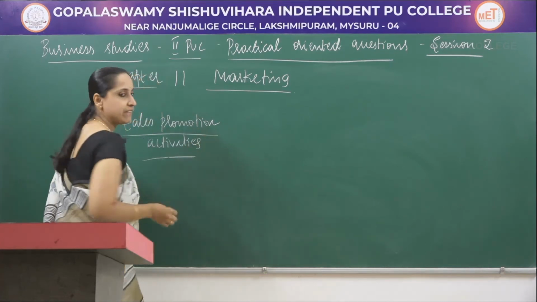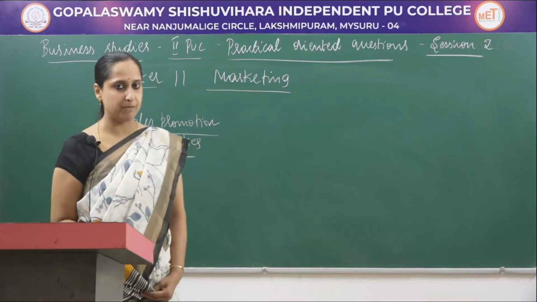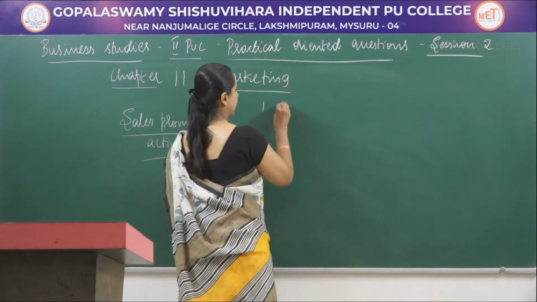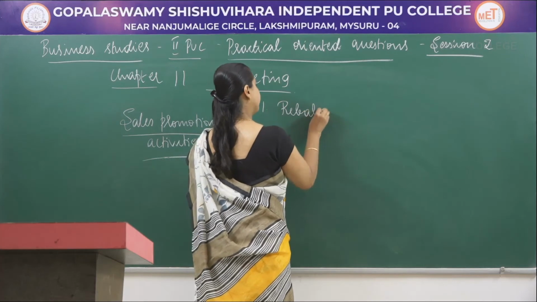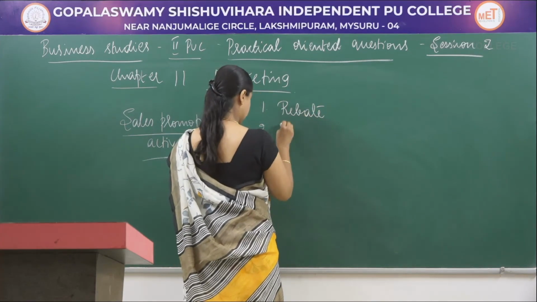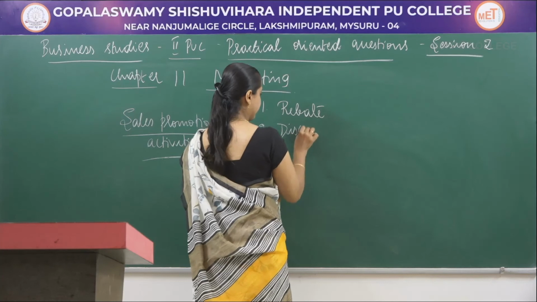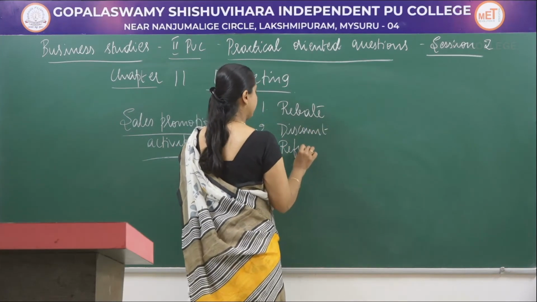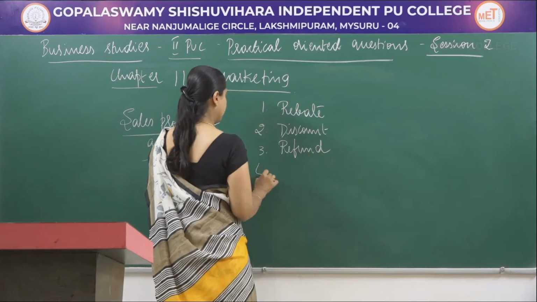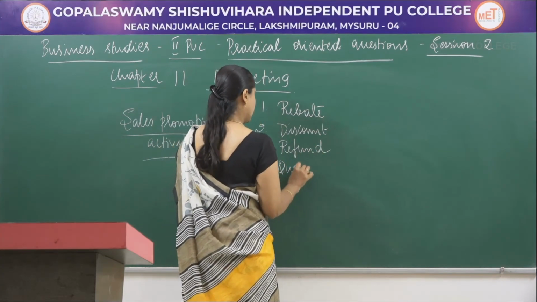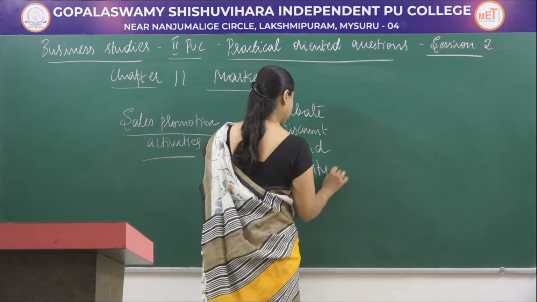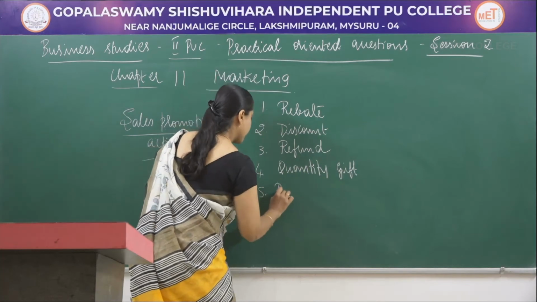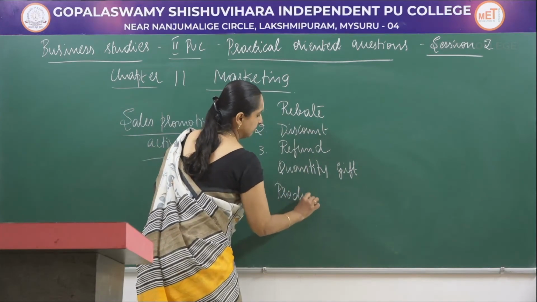So you have to write any 5 sales promotional activities to boost up the sales. So now let's write one by one. First one is rebate. Second is discount. Third is refund. Fourth is quantity gift. Fifth one is product combination.